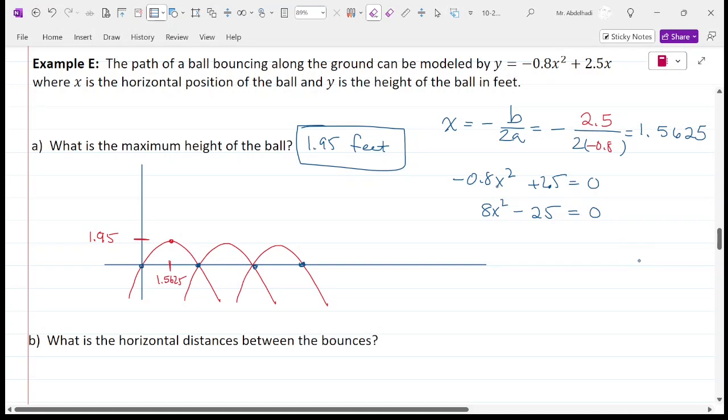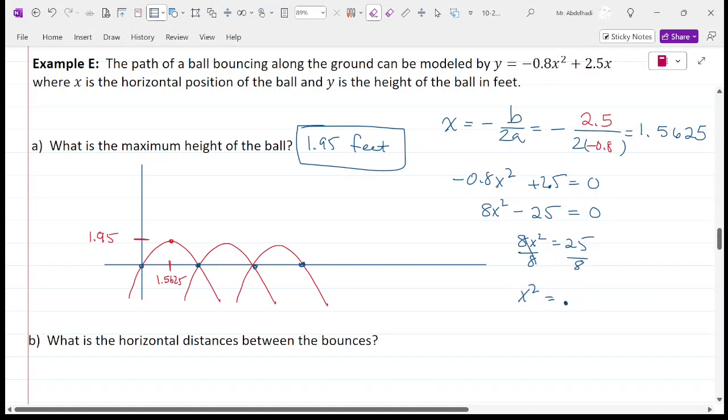So at least now it's cleaner, right? It's not as complicated looking. And now I look at it and ask, is that something I can factor with a GCF? No GCF. Is that a difference of squares? No. So that means it's not factorable. I'm just going to have to solve it the way it is. So I'll add 25 to both sides. I get 8x squared equals 25. Divide both sides by 8. X squared equals 25 over 8.